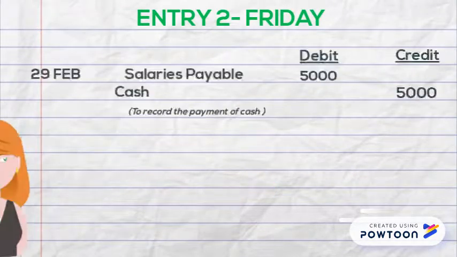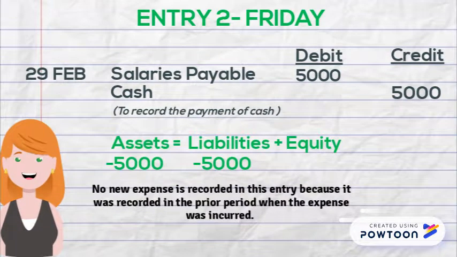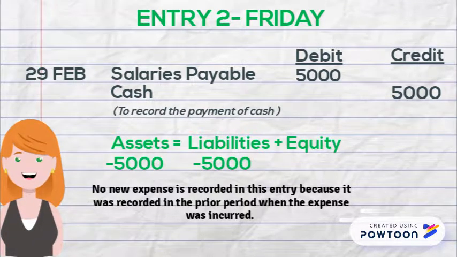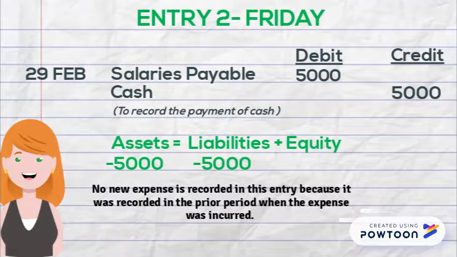Now, on Friday the 29th of February, when wages are paid and deposited into the employees' accounts, the salaries payable account is debited by $5,000 and the cash account is credited by $5,000 as well. Both the salaries payable and cash account are decreased as the salary expense has now been paid.